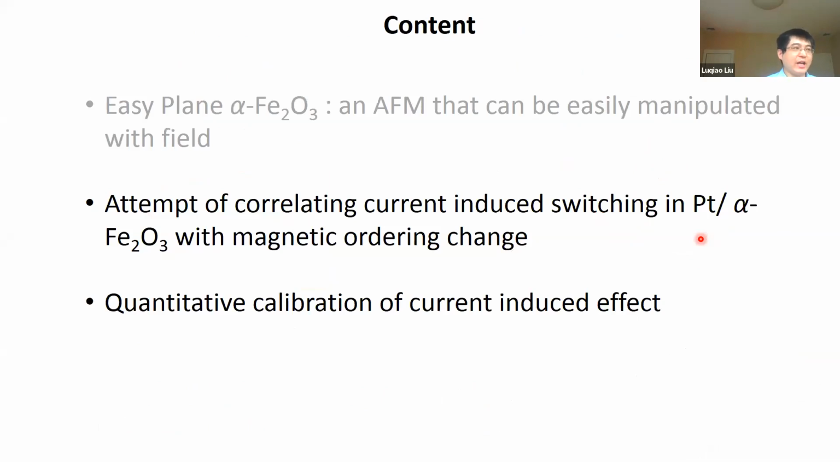Okay, so after we develop this material system, we start to try to correlate the current-induced effect inside this platinum alpha iron oxide bilayer structure with some magnetic dynamics, using field as a ruler, as a caliper.